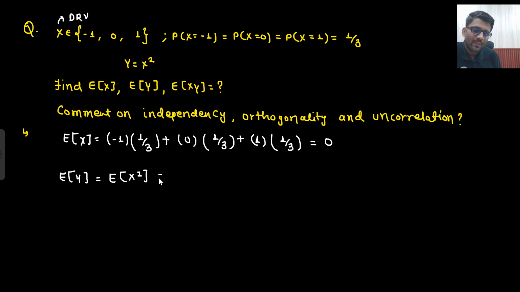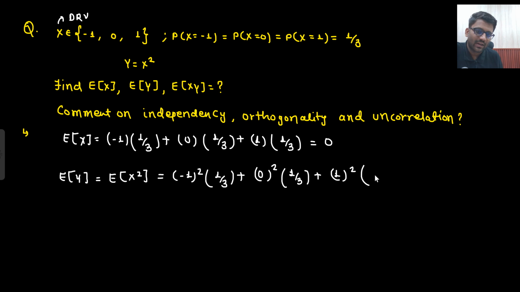So what you will do? You will do the x square and multiply with its probability, for each value. What is the answer you will be getting? This will be 1 into 1 by 3, and similarly for the other. Answer would be 2 by 3.